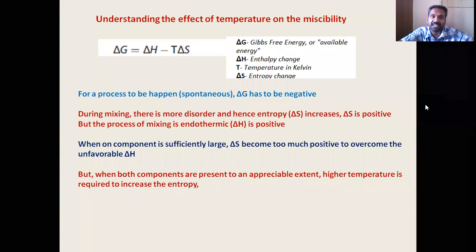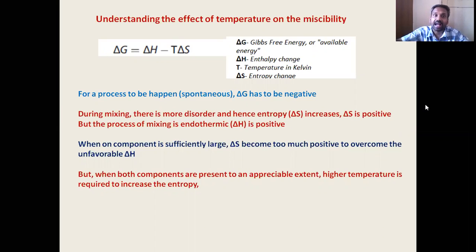So even if delta H is more for large quantities of phenol and water, T delta S, because temperature has increased, has gone up. So now you are subtracting a bigger number from a smaller number. So what will be the value of delta G now? Delta G will be negative in sign. Therefore, the process becomes spontaneous. This is how we have to understand that at higher temperature, delta G becomes negative and phenol and water become miscible with each other.